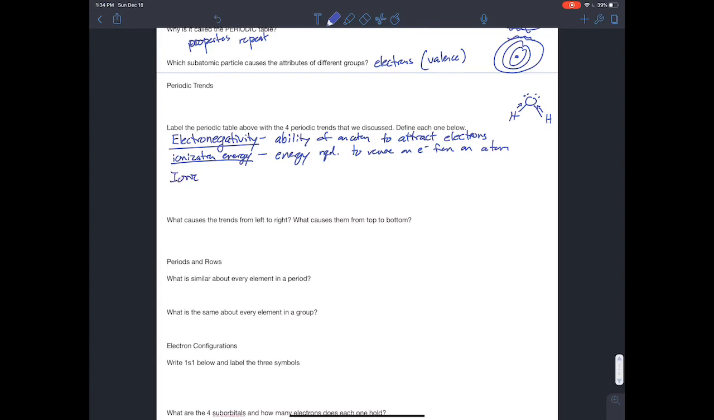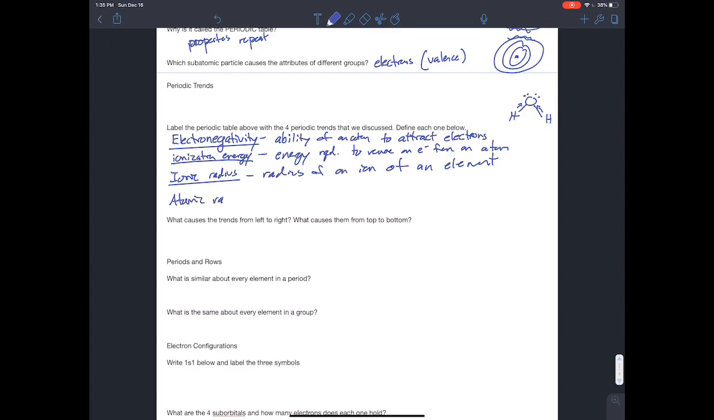Okay, ionic radius. You should have a better understanding now of what an ion is. So the radius of an ion of an element. When an element gains or loses electrons, what's the radius of that ion?